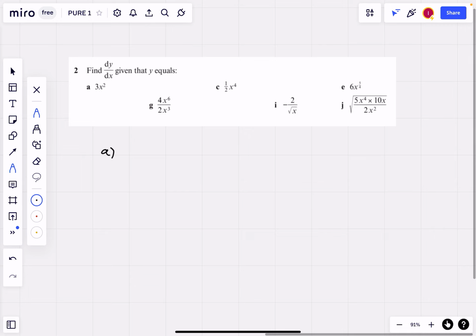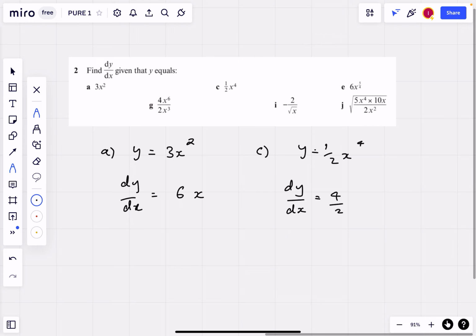A. Y equals 3x squared. So dy by dx, you're going to times by the power 2, you're going to write your letter x, you're going to minus 1 from the power, 1. So technically just 6x. That's your answer. C. Y equals a half x to the power of 4. Times by your power, 4 over 2. Write your letter x, minus 1, 3. And you can simplify that into 2x cubed.